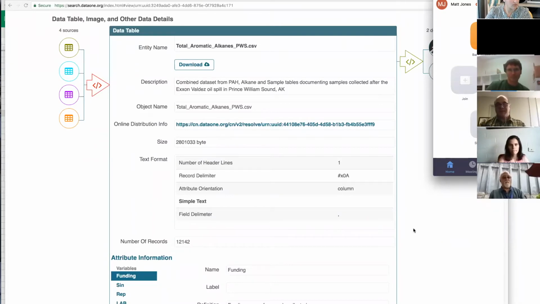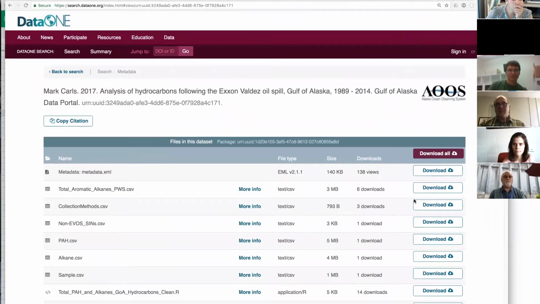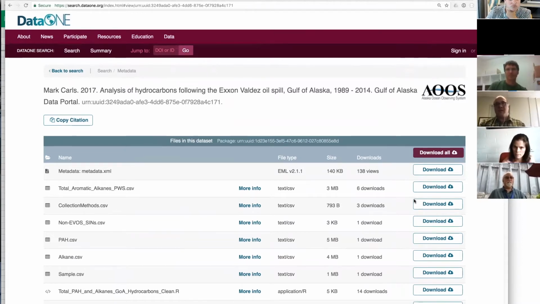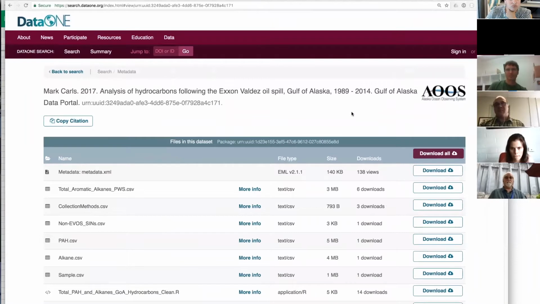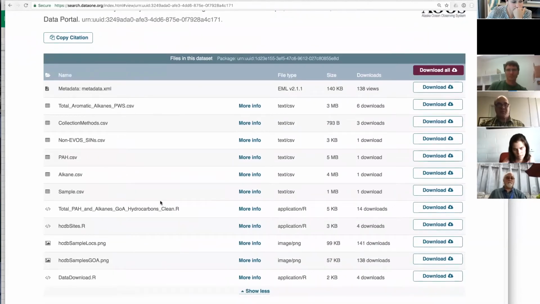But so this is a data set that you can see on my screen that's in data 1. It came from AOS up in Alaska. It's a hydrocarbon data set that basically looks at lingering oil in the Prince William Sound. It spans several decades, and so it's a really useful synthetic data set. And in it there's a whole bunch of different files, the raw data files, but also the R scripts that were used for collecting it.